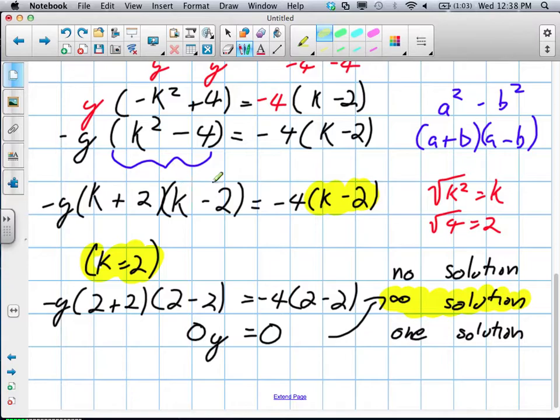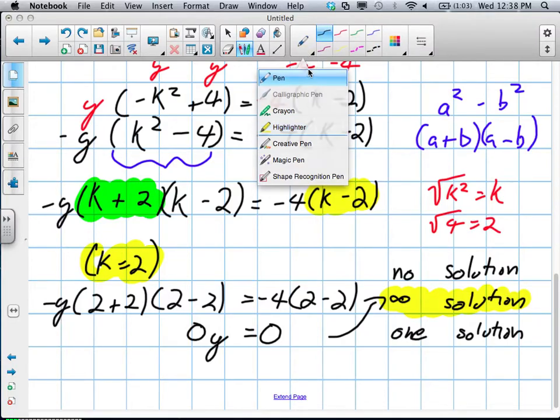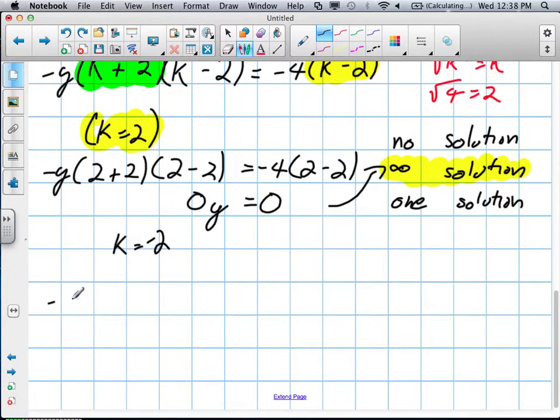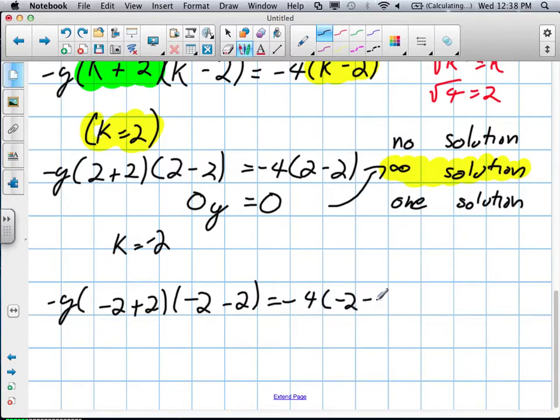Okay? Let's deal with the other bracket. Now we already have k minus 2 on the other side. We know it's going to do the same thing. So let's try our other bracket here, k plus 2. In order to make that bracket 0, our k value needs to be what? Negative 2. So let's try k at negative 2 and see what we get. We go to plug in, we'll get negative y times negative 2 plus 2, minus 2 subtract 2 is equal to 4 times negative 2 subtract 2. And this will give us 0 again.